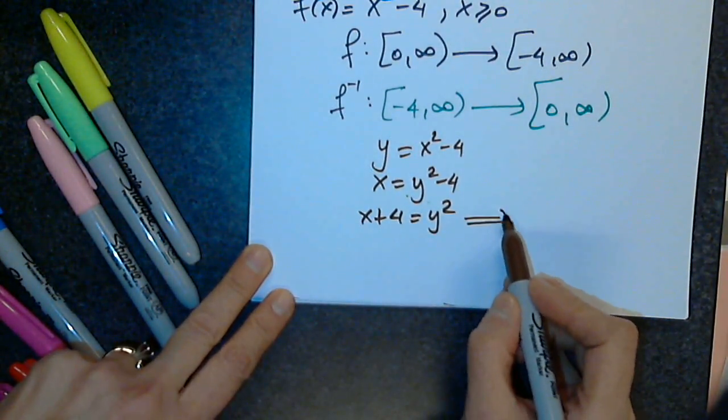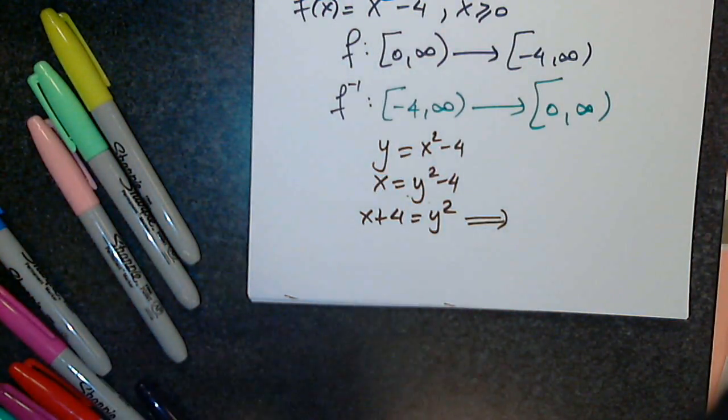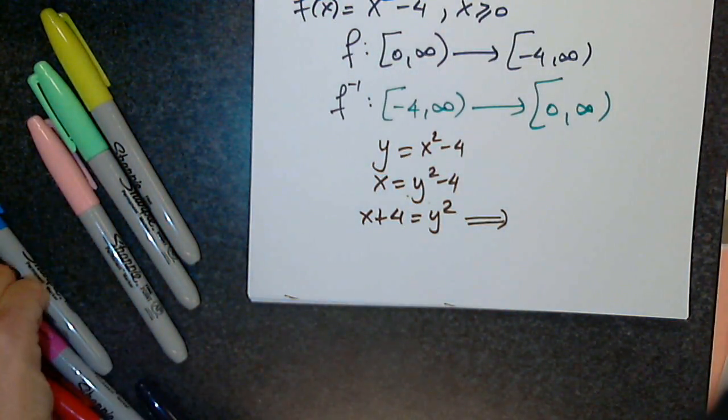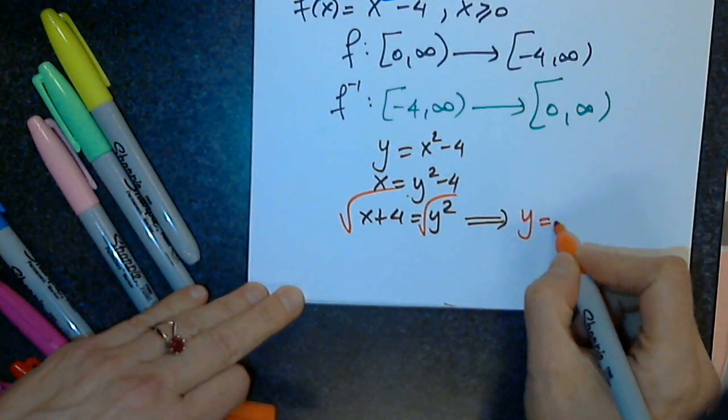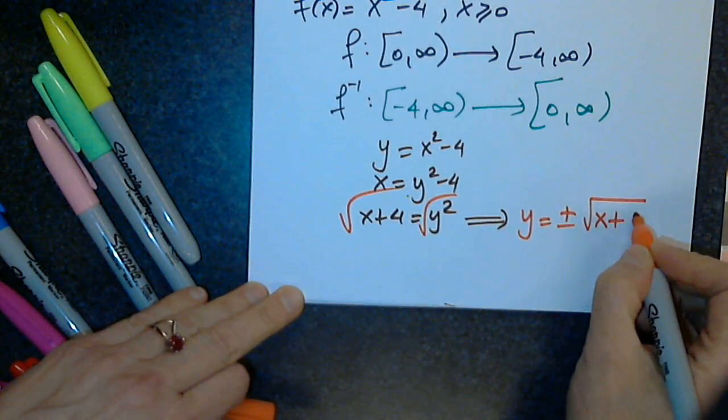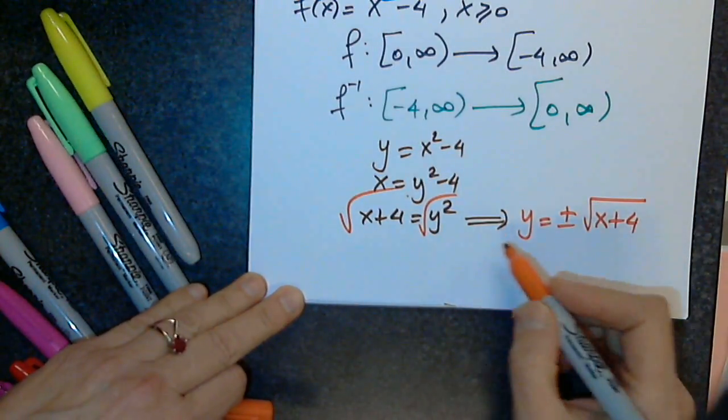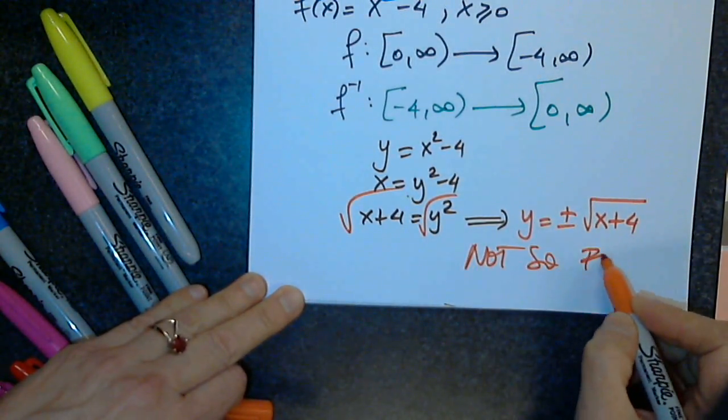So then, what do I do to both sides to solve for y? And how many solutions will I get? Exactly. So I take the square root and I get y equals plus or minus the square root of x plus 4. And I will say, like I said before, not so fast.